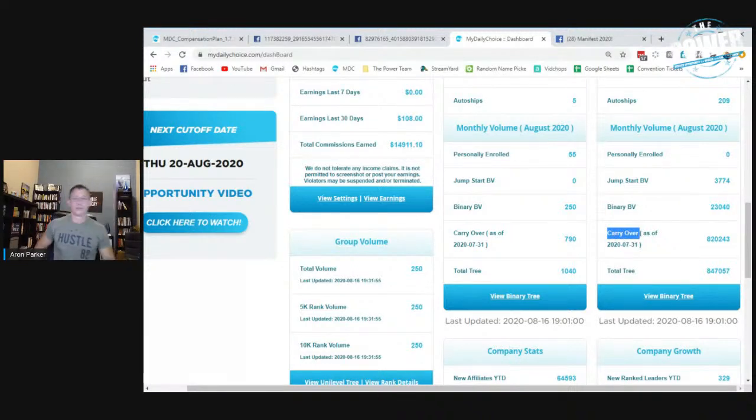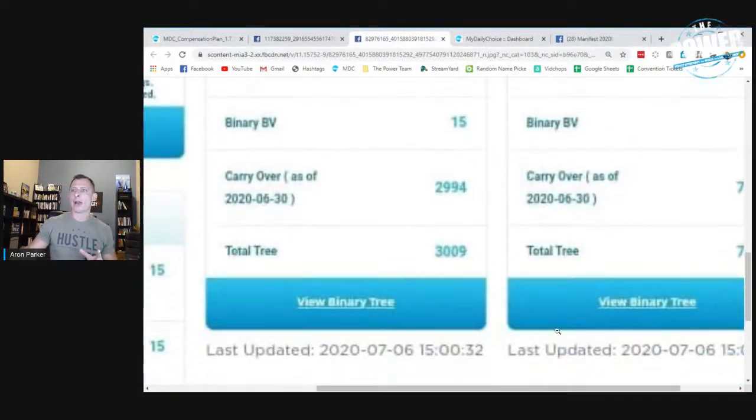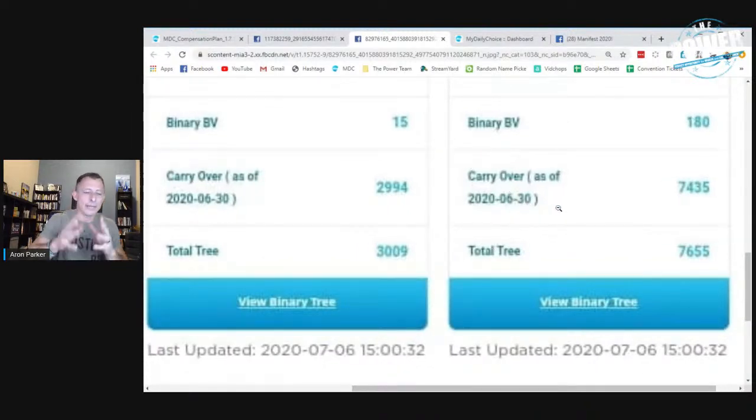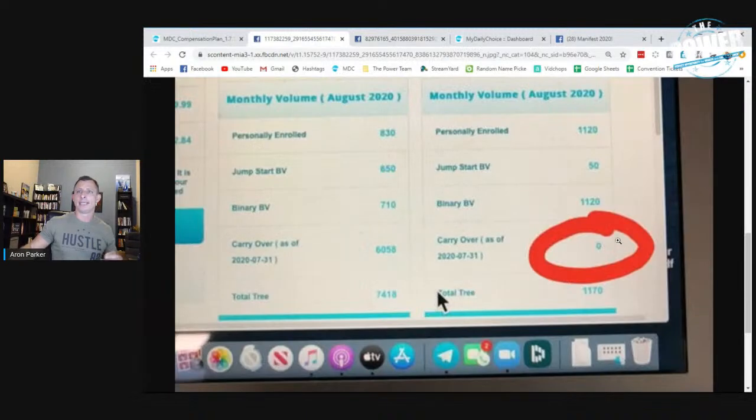How many of you, by the way, do we have any questions? If we have any questions, let me know, okay? How many of you have carryover volume in your back office? I want to help you understand how this works. If you log into your back office and you see where it says carryover, maybe you have carryover only on one leg, but you have 0 carryover on the other. Okay, you guys see this?